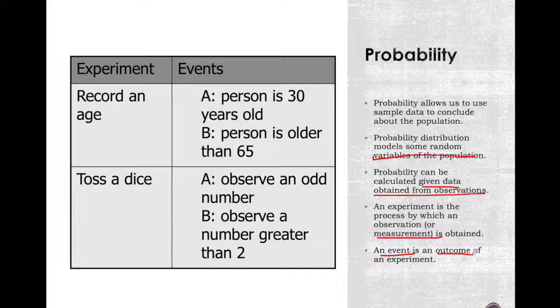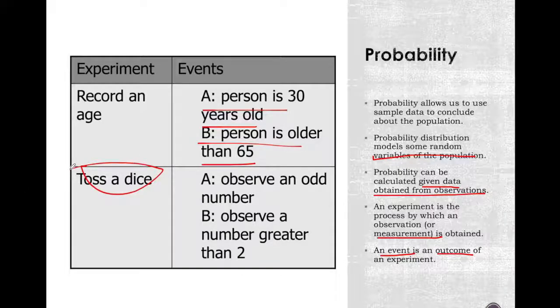For example, the experiment is to record an age, and the event A is the person is 30 years old, and the event B is the person is older than 65 years old. So this can be a social science study, or maybe in one class about the age of the class. So the event A could be the person is 30 years old and B is older than 65 years old.